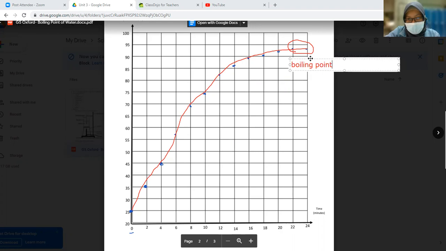Okay, and if the question is, in how many minutes does it take to boil the water? It takes 22 minutes.